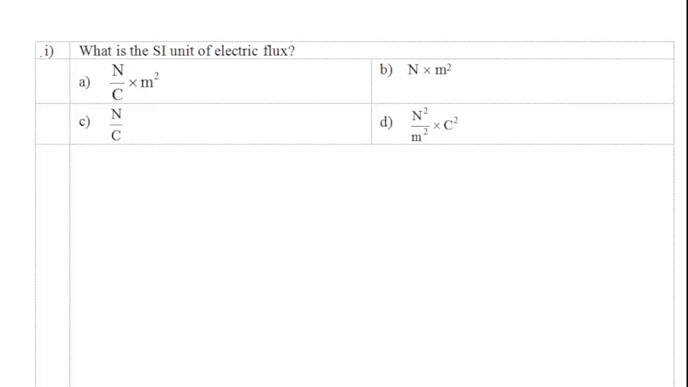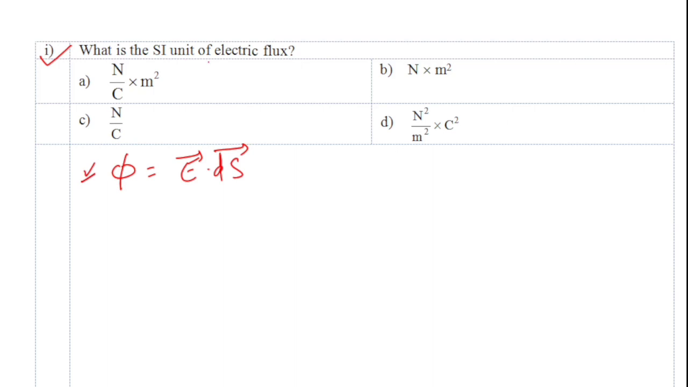Now, question number 1 is, what is the SI unit of electric flux? You know what is electric flux? It is denoted by phi, and phi is equal to E dot ds, product of electric field and area vector. And this area vector is always along the direction of electric field, so that flux is maximum, and if both are perpendicular to each other, in that case flux is minimum. So this is the formula for electric flux.